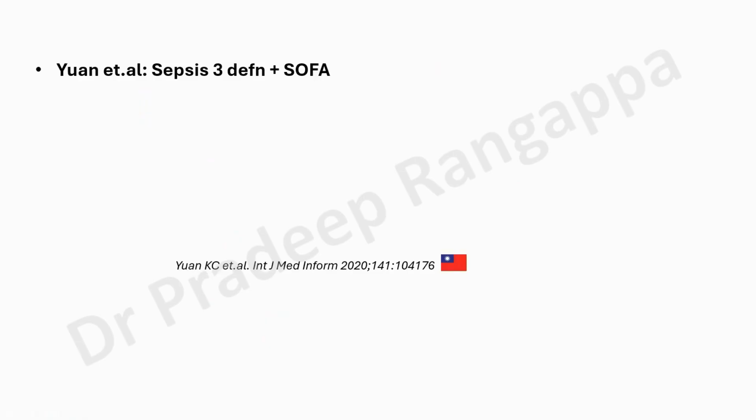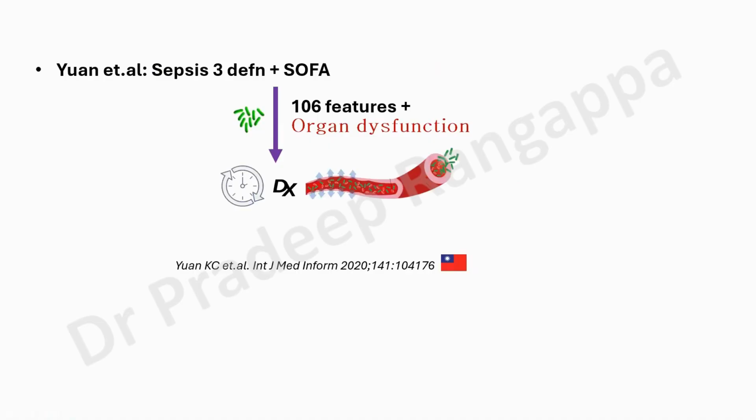So here they put the algorithms using Sepsis 3 definition plus SOFA score. They took 106 features, which means they take all the variables that as clinicians you would need to help diagnose, to help prognosticate, to determine the types of treatment and to identify sepsis. So they took 106 features and all the organ dysfunction scores and the status of the infections that may be prevailing in these patients. And they looked at time to diagnosis of sepsis and accuracy was attained to more than 80%.